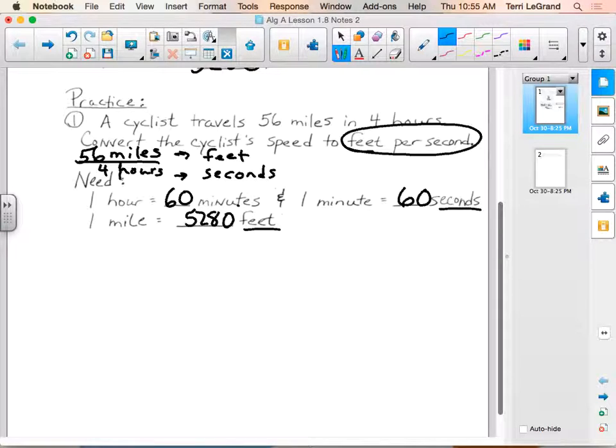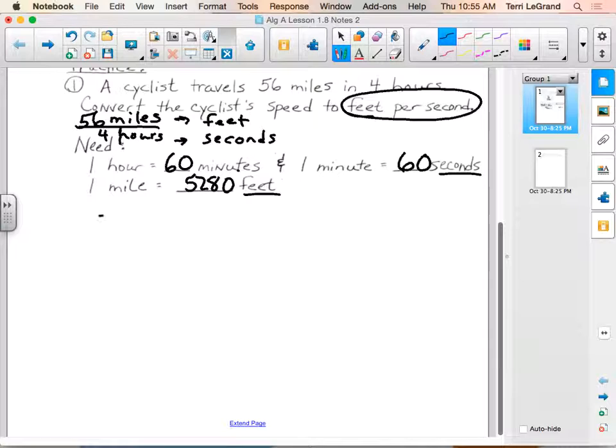Now, that's just writing them out, okay? So now what we're going to do is we're going to show our setup that's going to help us get there. So we're going to write 56 miles over 4 hours, and we're going to multiply by a conversion factor. We can either start with the time or we can start with the distance. Which one do you want to start with? Distance, because you have a greater number.